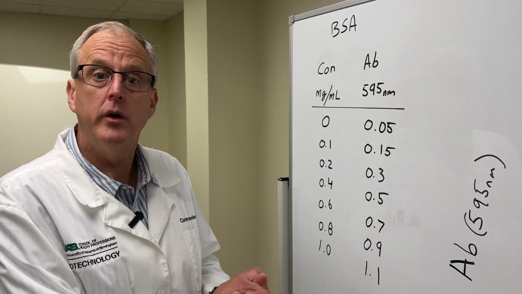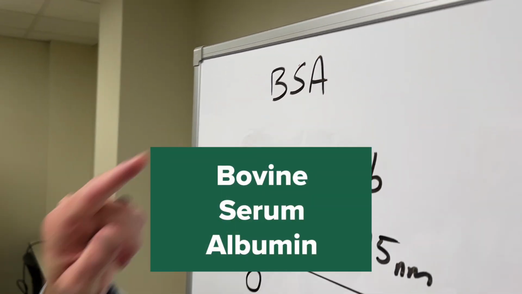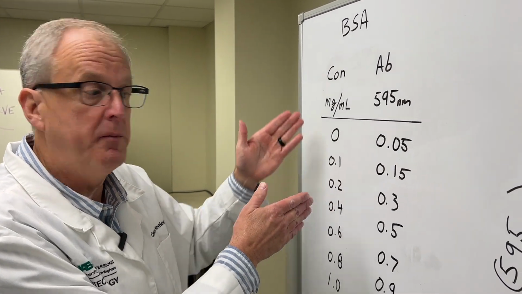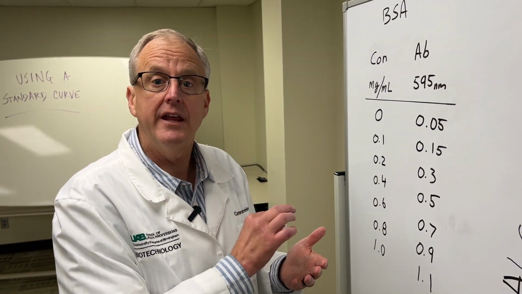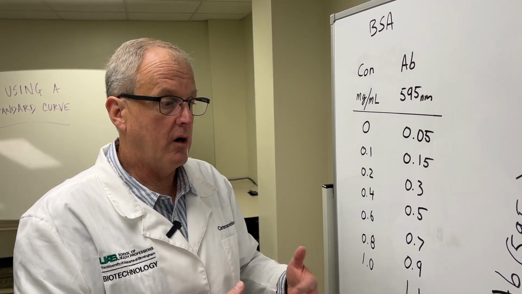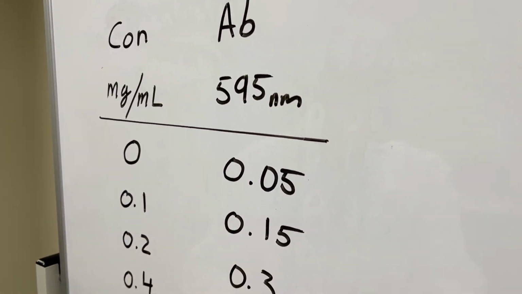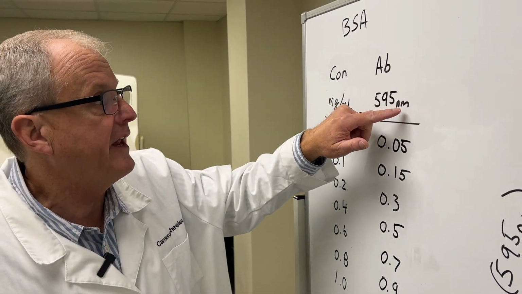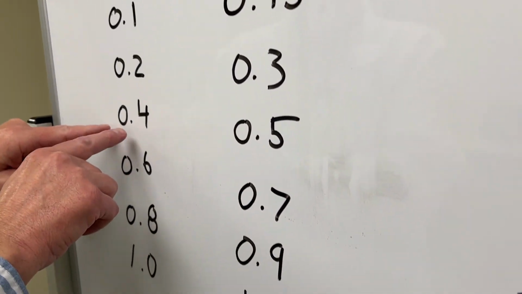Well, we have a known protein that we're going to make a standard with. What's that mean? We're going to use bovine serum albumin as our standard. We're going to set up known concentrations of BSA, 0.1, 0.2, 0.8, all the way to 1. We are going to take those samples, put them into our buffer that we use to lyse open our cells, and then we're going to read the samples in a spectrophotometer. Here I use 595 nanometers as our absorption, and we have our corresponding absorption.